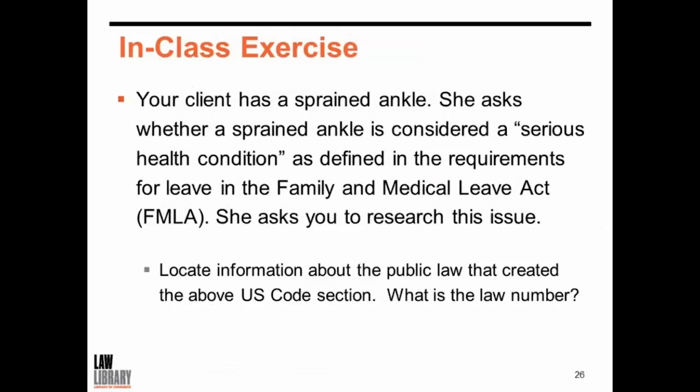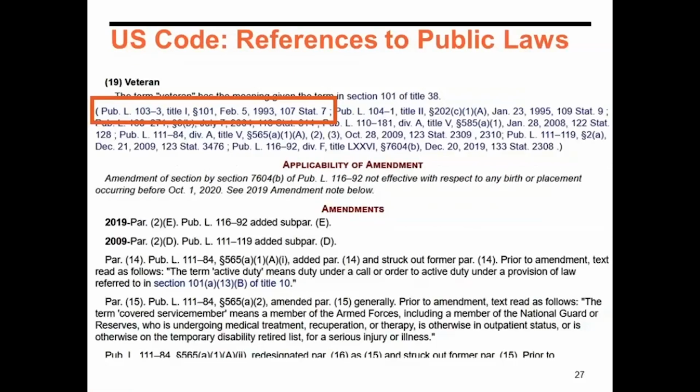Okay, so we're talking about public laws right now. Let's go back to our research assignment. We're on the third part of the assignment, which is locate information about the public law that created 29 U.S.C. Section 2611, the section that we've been working with the whole time that dealt with definitions. And what is the law number? So going back to our graphic, that screen grab from before showing the source credits from the U.S. Code section, we can see, using those source credits, that the public law was public law number 103-3.